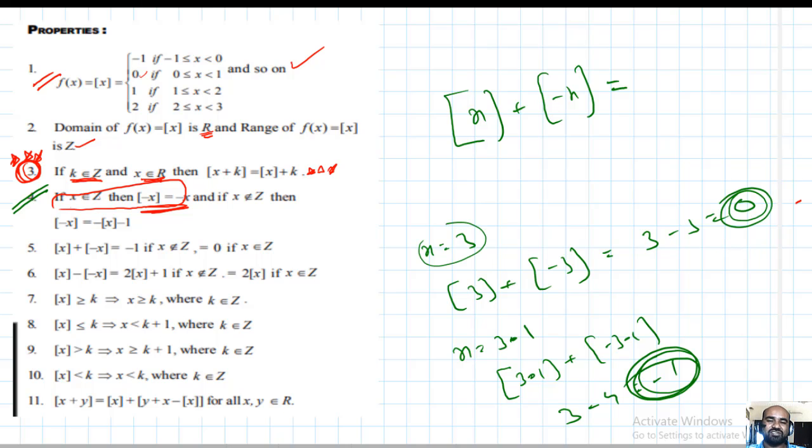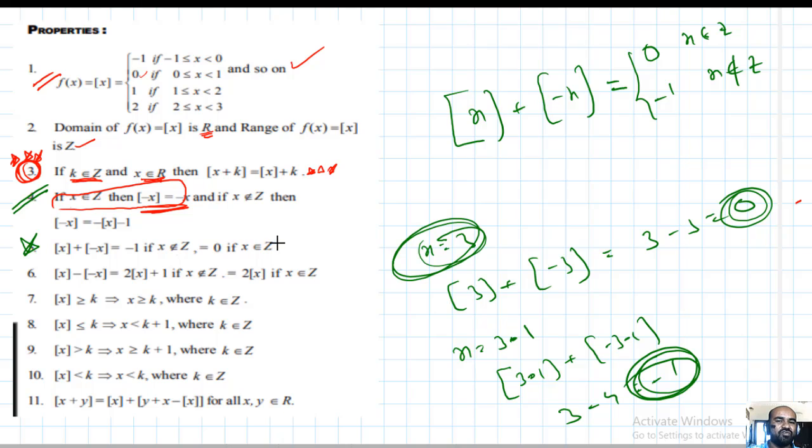When will you get 0? If x is an integer. When will you get minus 1? If x is a non-integer. So when x belongs to Z, meaning integer, you get 0. When x does not belong to Z, you get minus 1. That is property number 5. See, step x plus step of minus x equals minus 1 if x is a non-integer, and 0 if x is an integer. Okay.